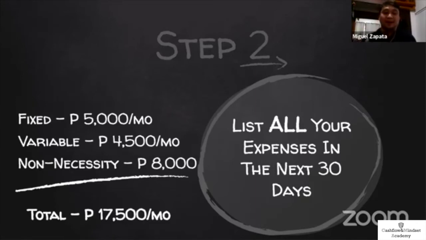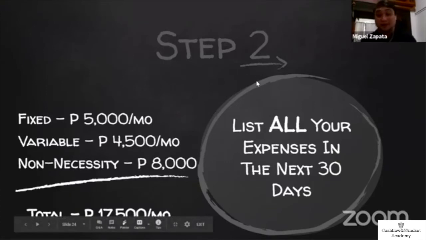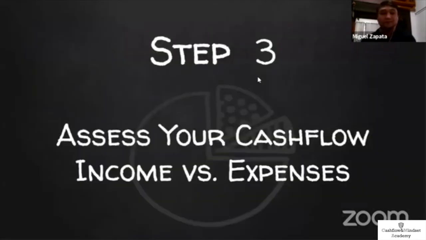Basta ang request ko lang, just be honest. Try not to, kasi this will work for you then. Okay? So this is a list of all your expenses in the next 30 days once you start. Okay? So ang total na expenses ko would be 17,500 per month. So pag inadd ko sa lahat.